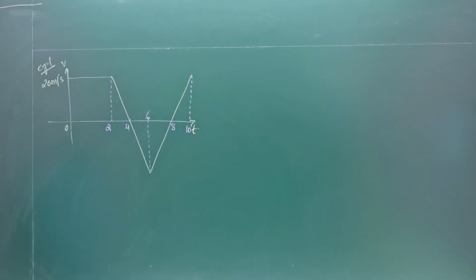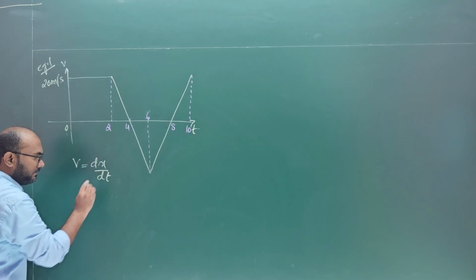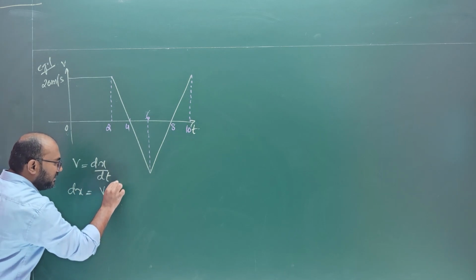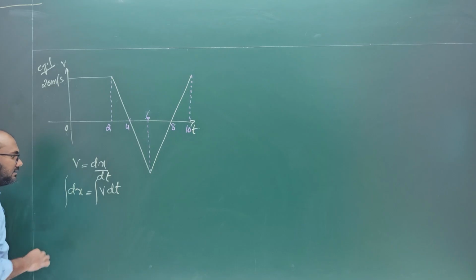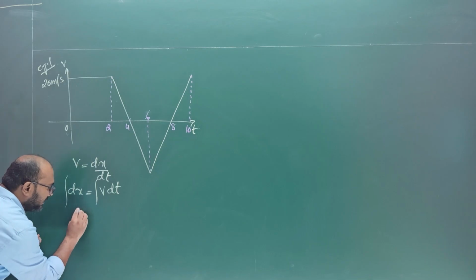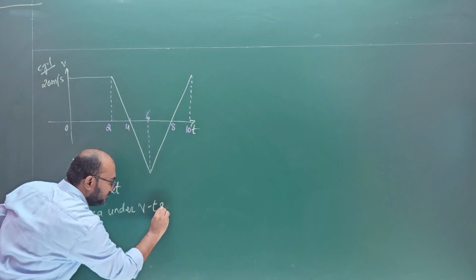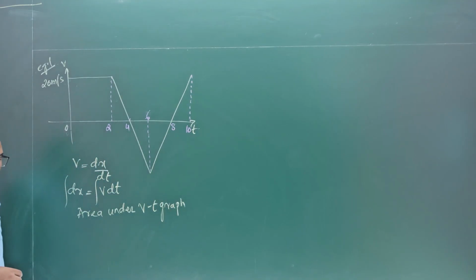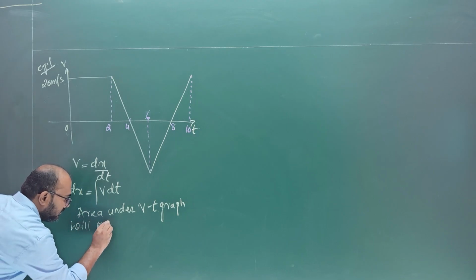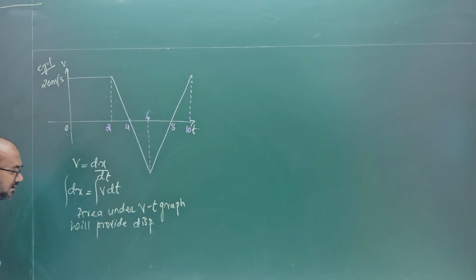Okay. Generally we know what V is. V is nothing but dx upon dt. Can I also write this as dx equals v dt? If I integrate that, then I will be getting what? Displacement. Yes or no? So can I say that the area under the Vt graph, this is your velocity time graph now, will always provide you, what? Displacement.